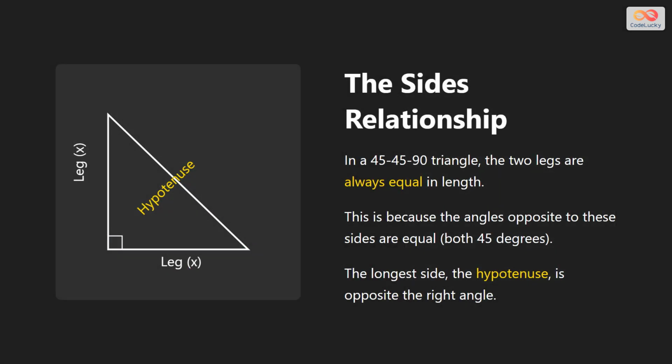In any 45, 45, 90 triangle, the two legs are always equal in length. This happens because the angles opposite these sides are also equal. The longest side, called the hypotenuse, is always found opposite the 90-degree angle.